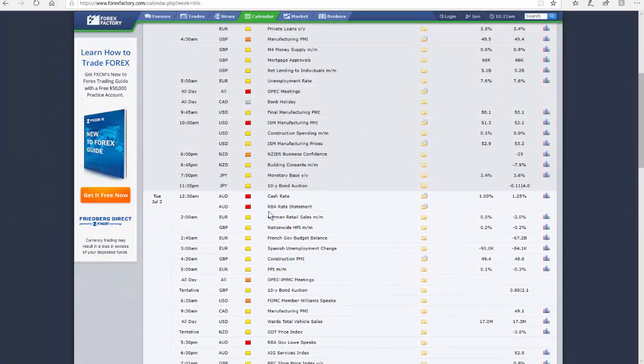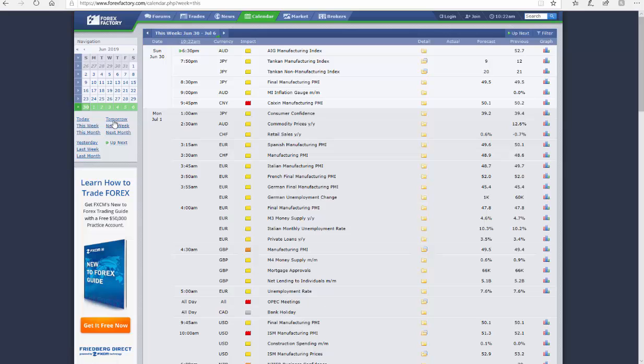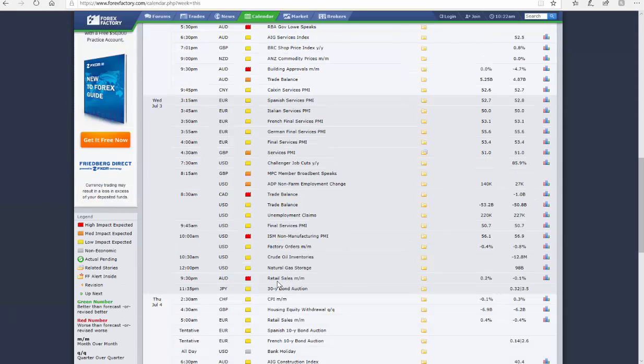When you see things like cash rate and rate statements, the very first one will be Monday night really late or Tuesday morning really early at 12:30 a.m. New York time. This will be my first concern, but I'm not trading at 12:30 in the morning as I'm sleeping. By the way, this is for the whole following week. All you got to do is you can go today, tomorrow, next week, you can click on any one of these. Things like retail sales will move the market.